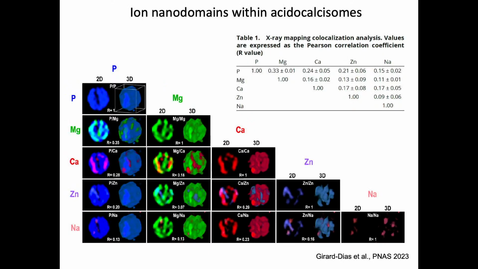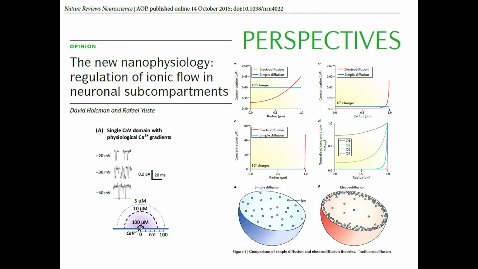And we did some measures, a correlation coefficient, just to show that they were really not colocalized. For instance, when you have phosphorus and phosphorus here, we have number 1, which means full colocalization, and we can see that the different elements do not colocalize in the matrix of the organelle.